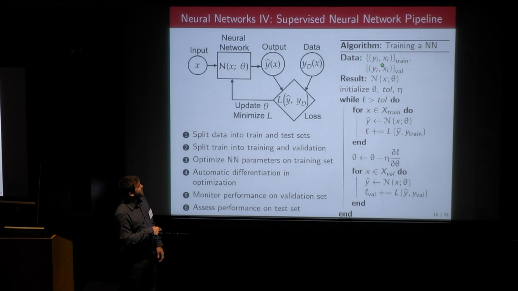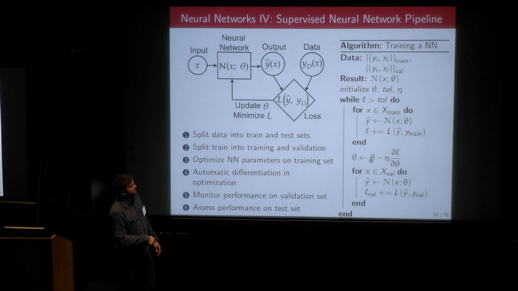You have some data come in. You're going to get the neural net out. You're going to initialize some parameters, your tolerance on the loss function, and then your step size for your gradient descent algorithm. And then you just loop until the loss function reaches the specified tolerance. You loop over the training data. You get predictions from the neural network. You calculate the loss function.